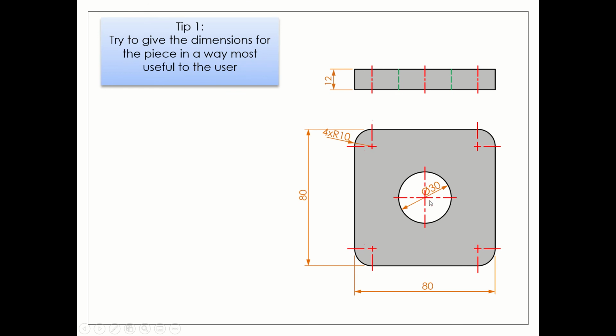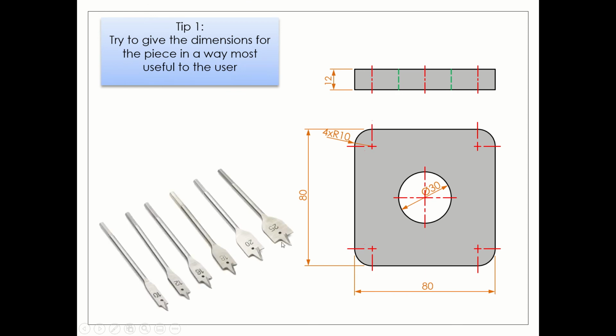Well, the simple reason is when you go to actually drill that out, you're going to be picking your drill bit by its diameter. If I give the radius of that, you run the risk of someone potentially picking out the wrong drill bit. If I'm looking for a diameter 30, I find the drill bit with 30 millimeters written on it. It's as simple as that.